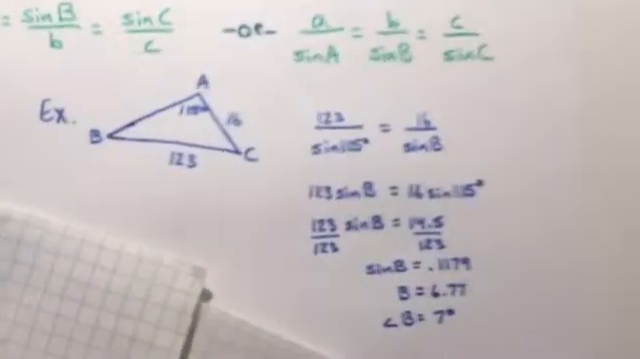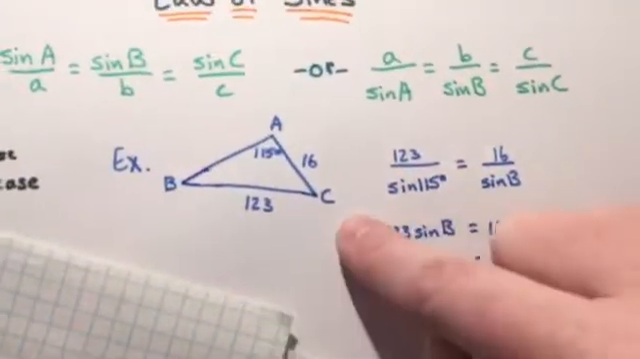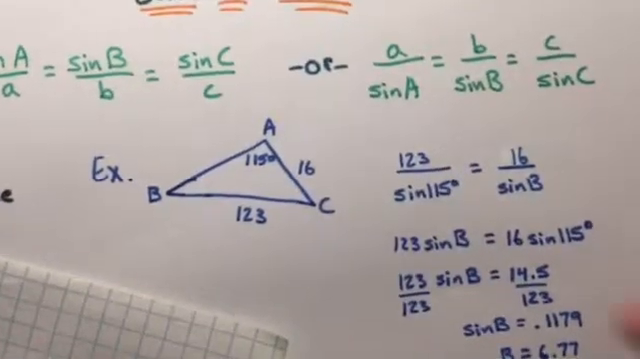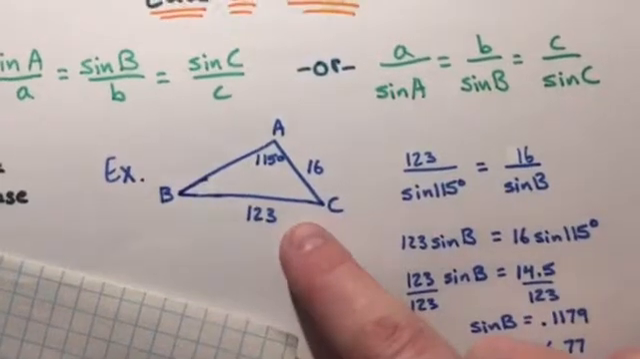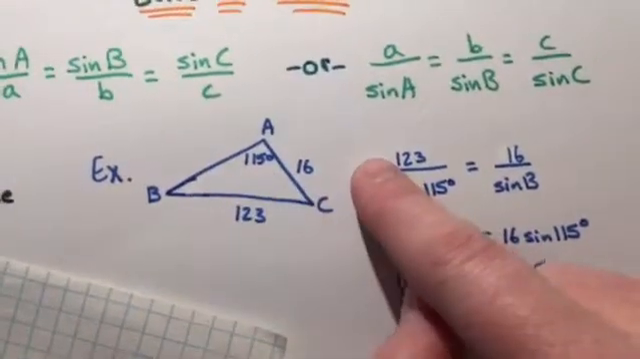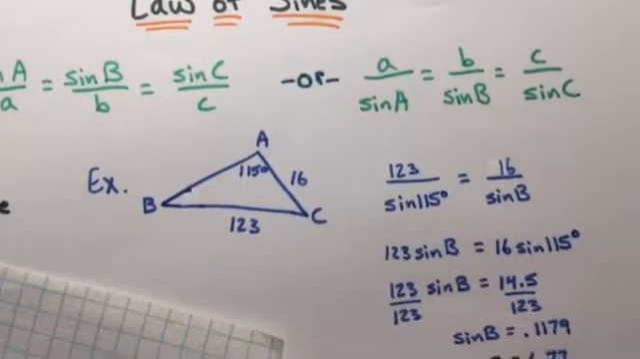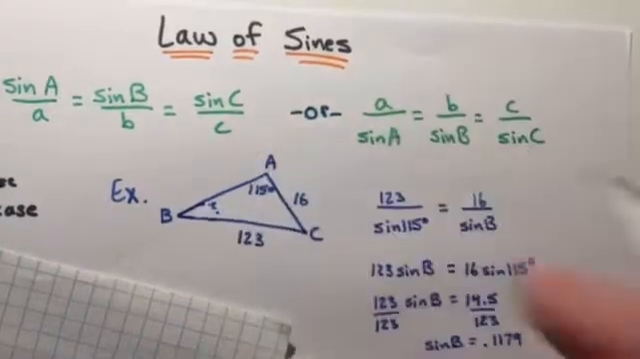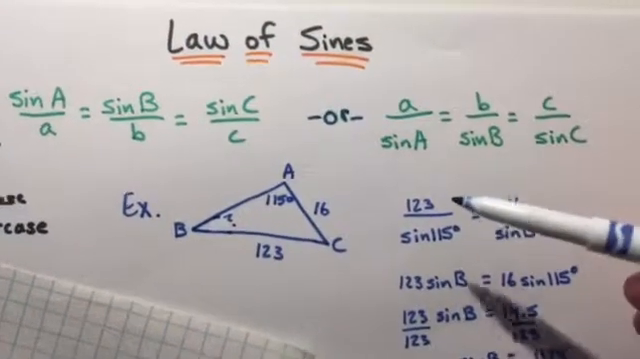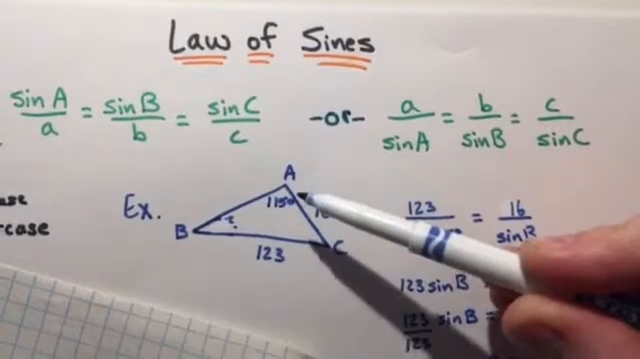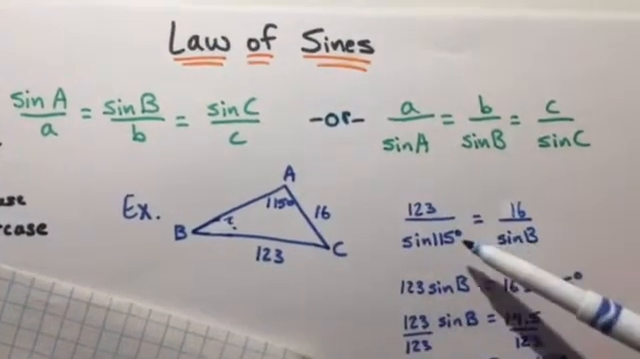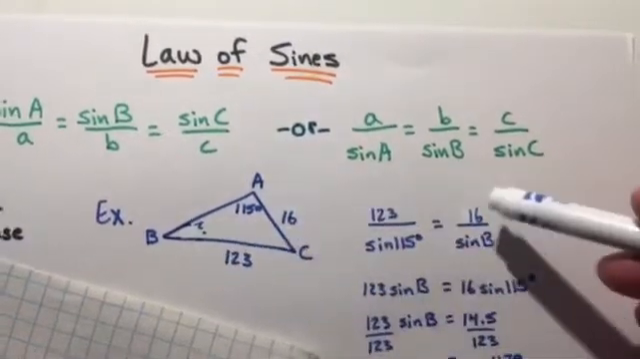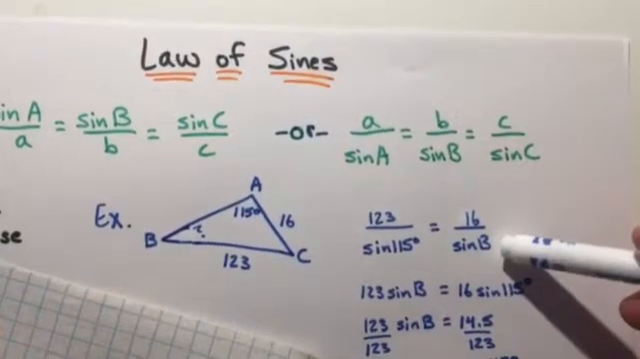So the first one, given triangle ABC, we have angle A is 115, and the side across from it is 123, so that would be little a. And then the side across from angle B is 16. And we are trying to find angle B. So this is our question mark. So we put 123, which is little a, over the sine of the angle across from it, which was 115, equal to the 16, which is the side across from angle B, over the sine of the angle B that we're looking for.